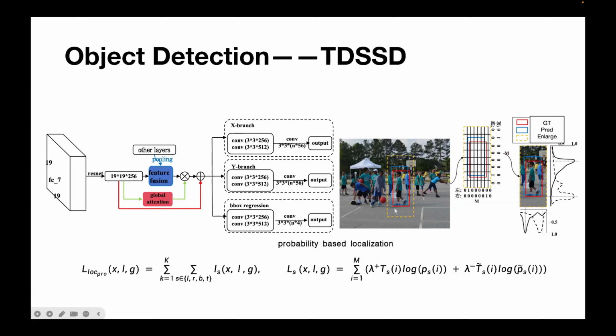The red bounding box is the ground truth, and I enlarge it into the yellow one. Based on this, I divide the yellow bounding box into different rows and columns. My task is to classify each column and each line to decide which one has a high possibility of being the boundary of the bounding box. In this way, it can achieve much more precise detection.